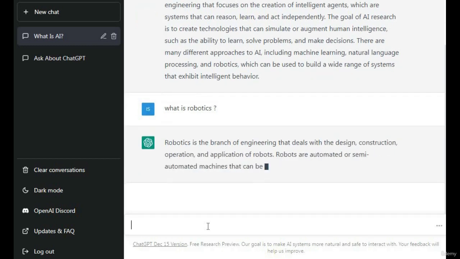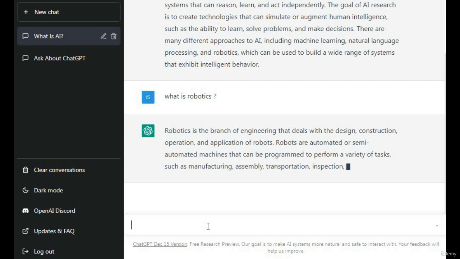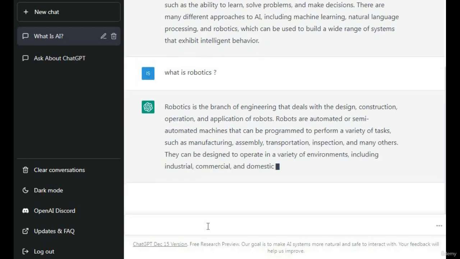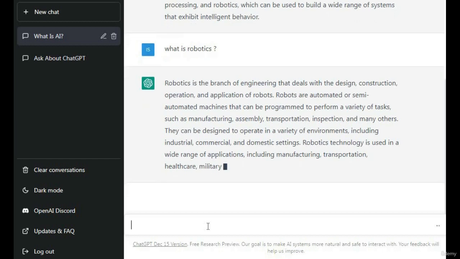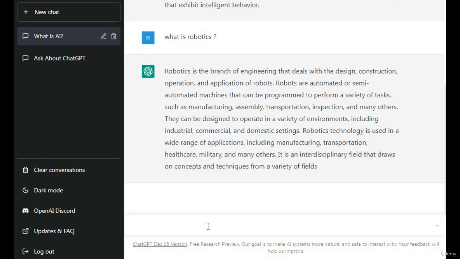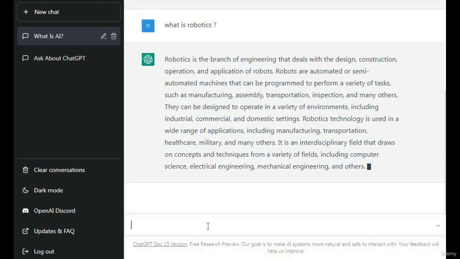Robotics is a branch of engineering that deals with the design, construction, operation, and application of robots. Robots are automated or semi-automated machines that can be programmed to perform a variety of tasks such as manufacturing, assembling, transportation, inspection, and other things. In industrial, commercial, and domestic settings, robotic technology is used in a wide range of applications including manufacturing, transportation, healthcare, military, and many others.